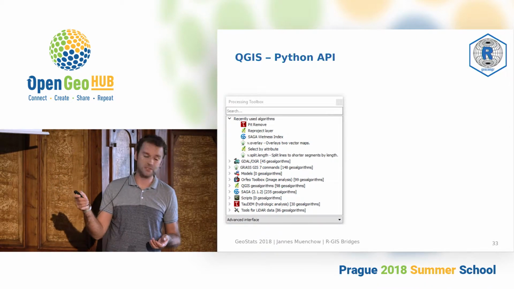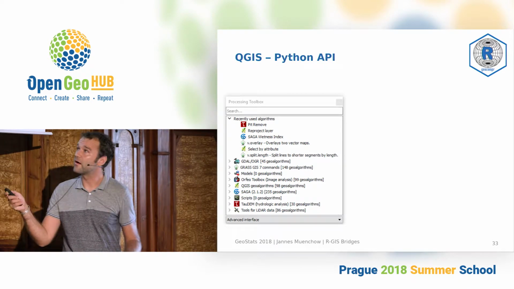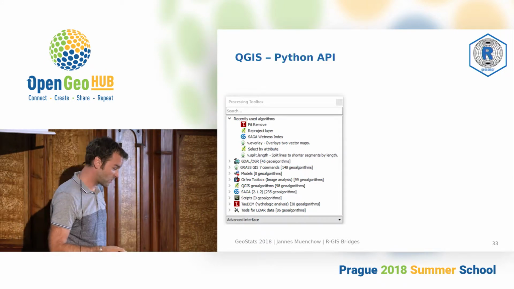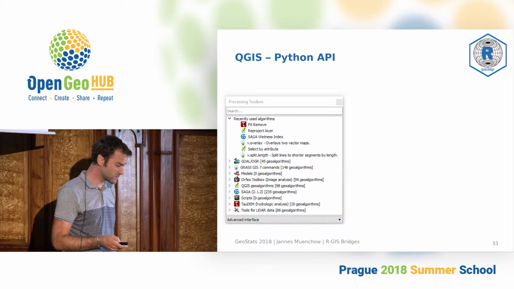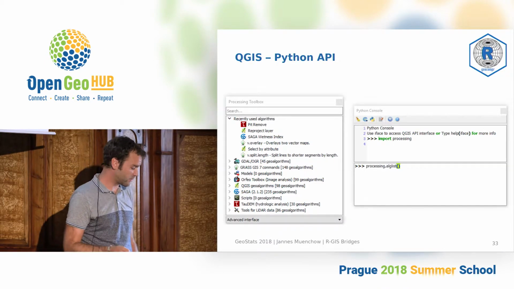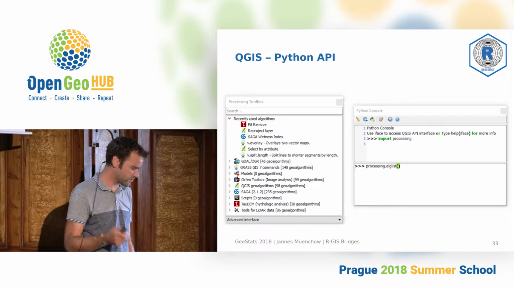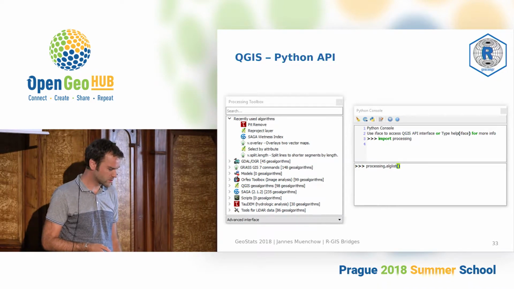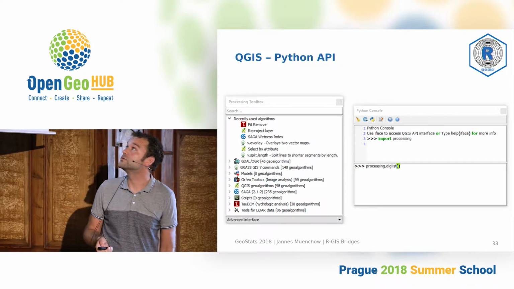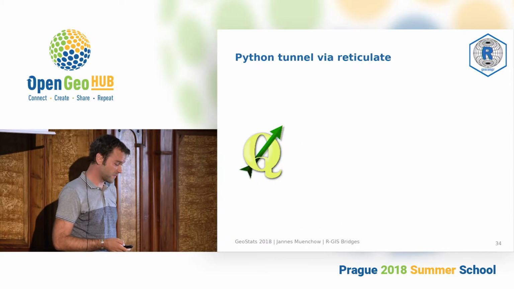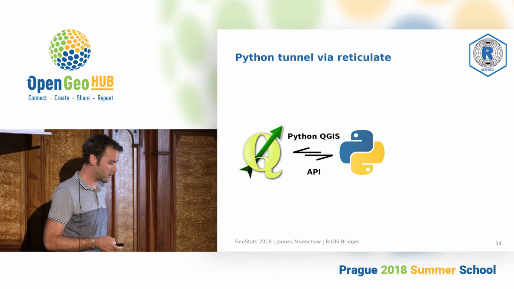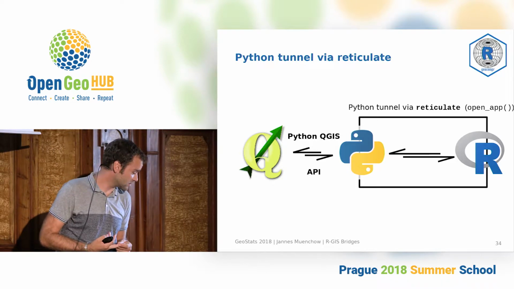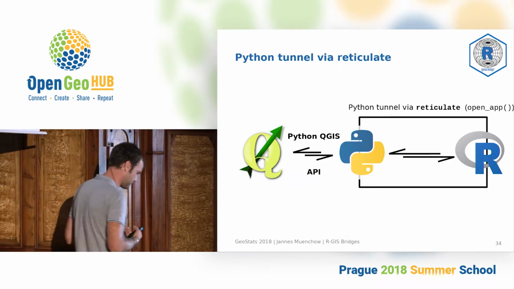You can find the processing toolbox, and in this processing toolbox, as I said before, there's GDAL, there's GRASS, there's SAGA, and you can access all these algorithms, and you can do so using Python. Within QGIS, there's a Python console, and if you would like to do it not by clicking but in a reproducible manner, then you can do it from within QGIS, also using Python. There is already a Python API, and what we did is just to establish a tunnel to Python via the reticulate package.